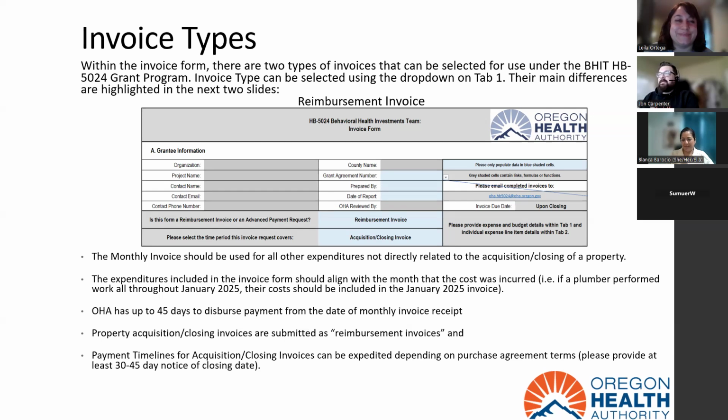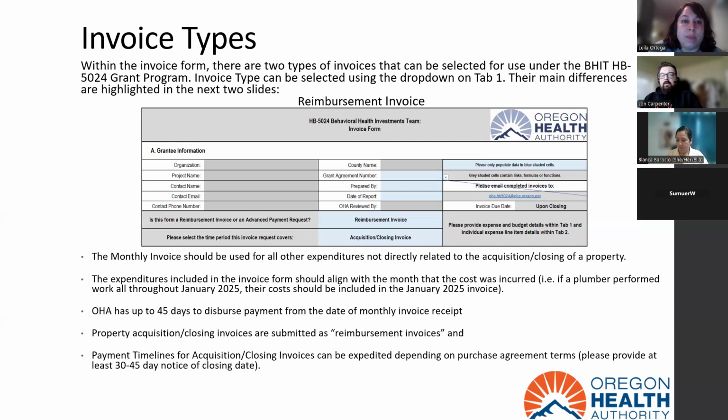Invoice type can be selected using the drop-down on tab 1. The main differences are going to be highlighted in the next two slides, but the monthly invoice is what should be used for all expenditures that are not directly related to the acquisition or closing of the property. The expenditures included in the invoice should align with the month that the cost was incurred. So if a plumber came out and did work all of January 2025, we'd like to see all of those costs included on the January 2025 reimbursement form.